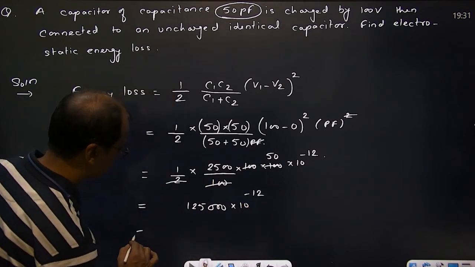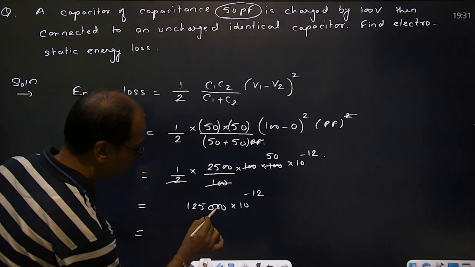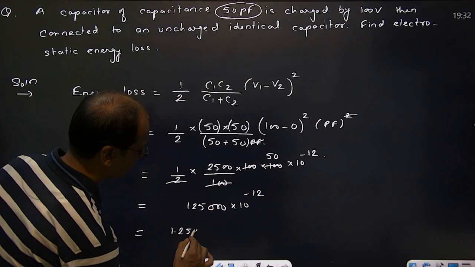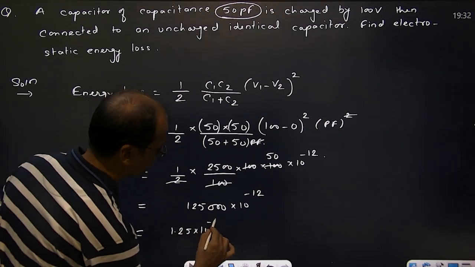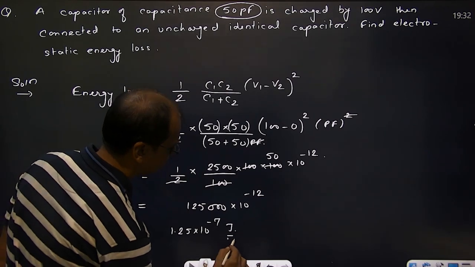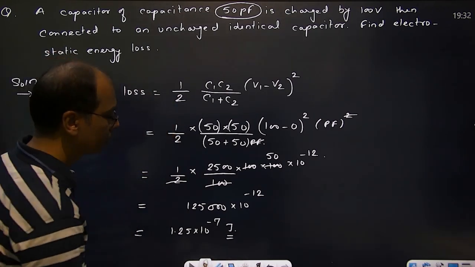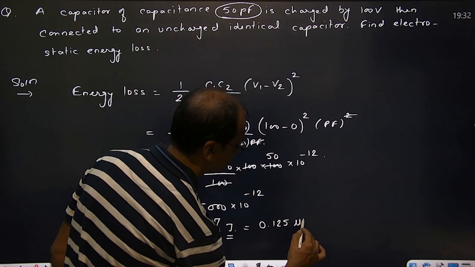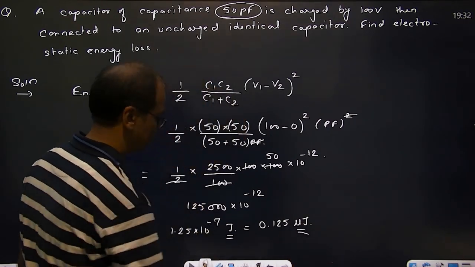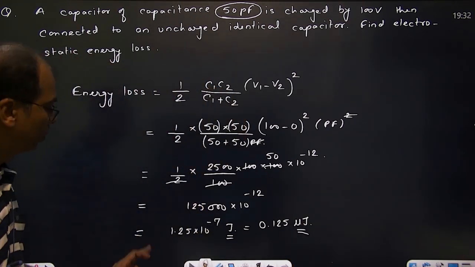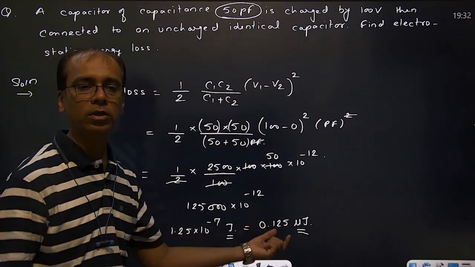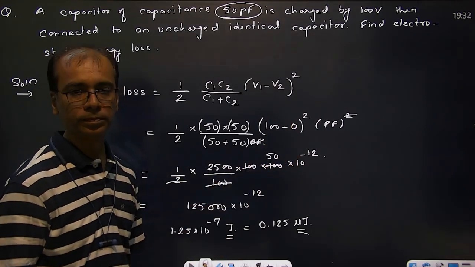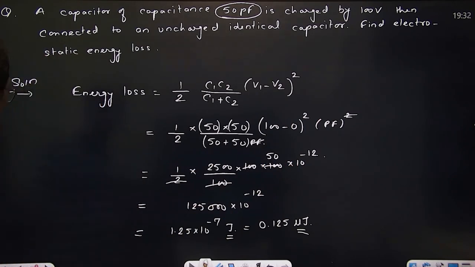So what is our answer? 1.25 into 10 to the power minus 7 joule, or 0.125 microjoule. Micro means 10 to the power minus 6. Pico means 10 to the power minus 12. Okay. Tell me, is it clear?